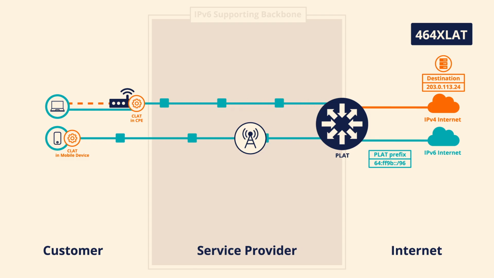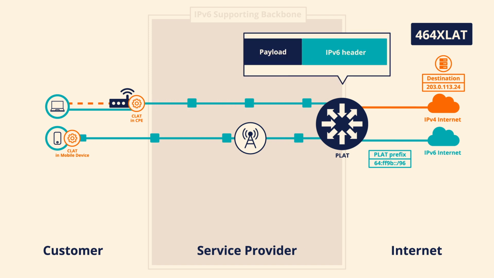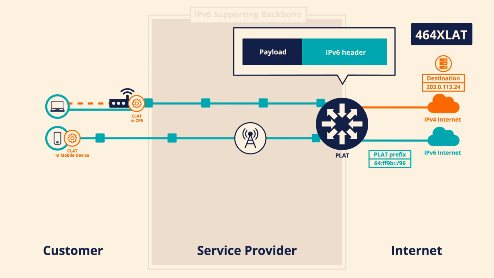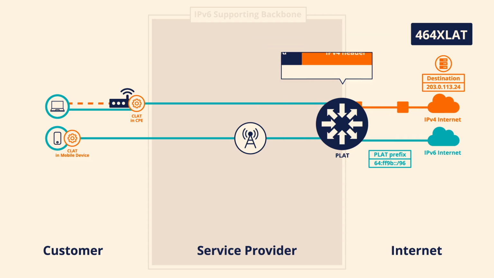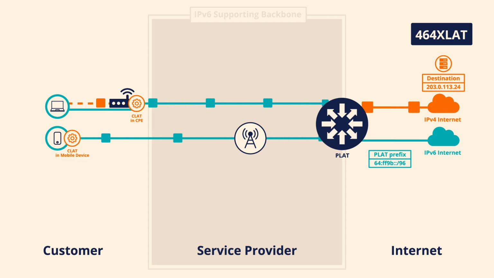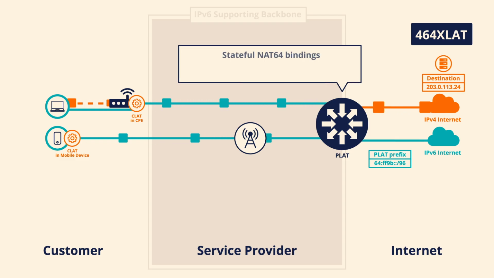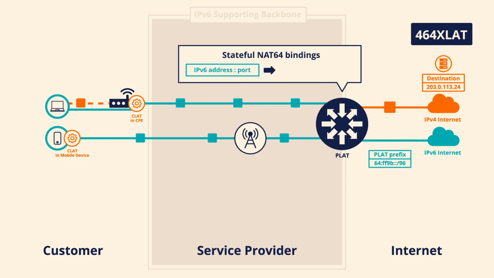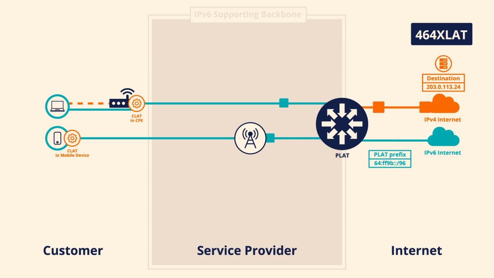The PLAT receives IPv6 packets from multiple CLATs, performs stateful NAT64 translation to IPv4, and forwards them to the IPv4 Internet. The PLAT maintains stateful NAT64 bindings, mapping each customer's IPv6 address and port to translated IPv4 addresses and ports, enabling correct routing of return traffic.